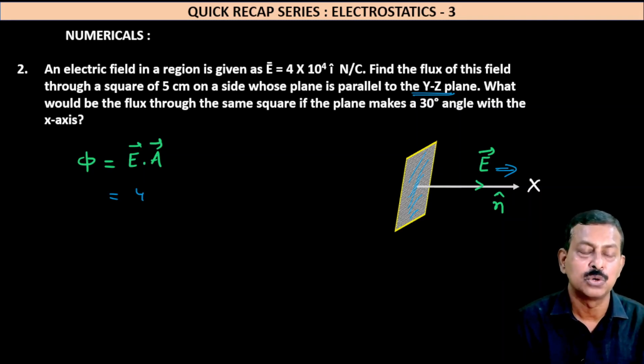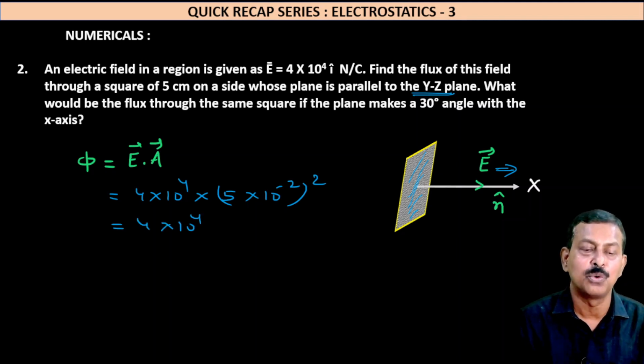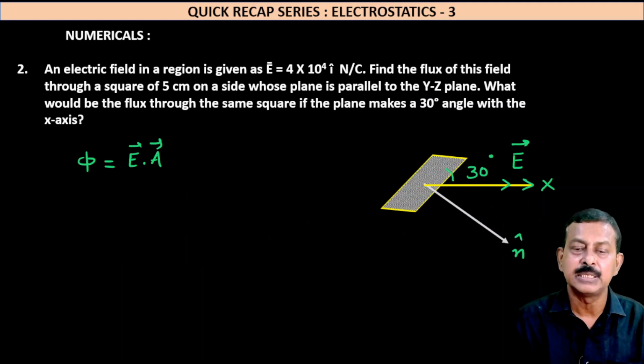So this is your 4 into 10 to the power 4 into 5 into 10 to the power minus 2, as it is 5 centimeter. So this is your 4 into 10 to the power 4 into 25 into 10 to the power minus 4. So this is your 100 Newton per Coulomb meter square. So this will be the flux through this square plate. Now for the second part, it is given that the same square is turned so that its plane now makes an angle 30 degree with the x-axis.